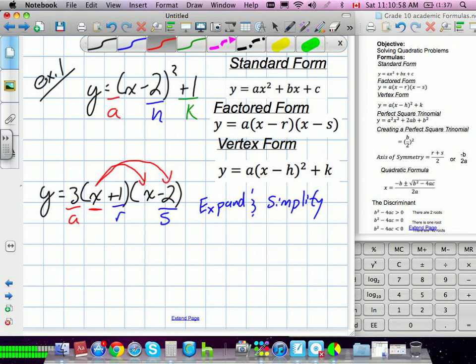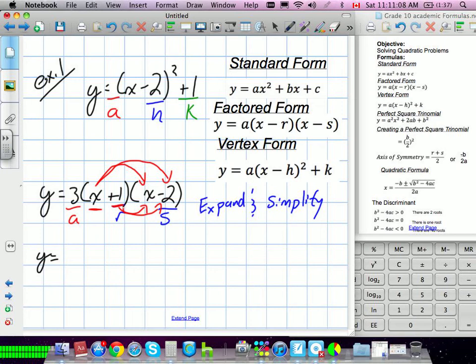So my next line will read y is equal to, I haven't done anything with 3, so I leave 3 on the outside. We have x squared, yeah, that's right. x times -2, -2x. Good. And then again, +1 times x, 1x. And +1 times -2. Good.